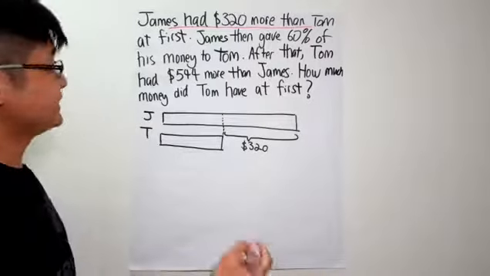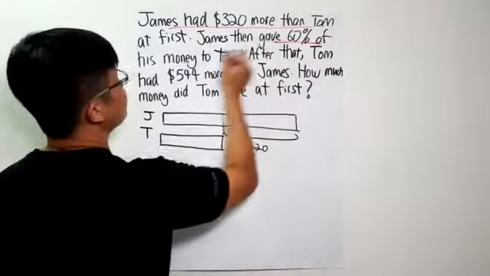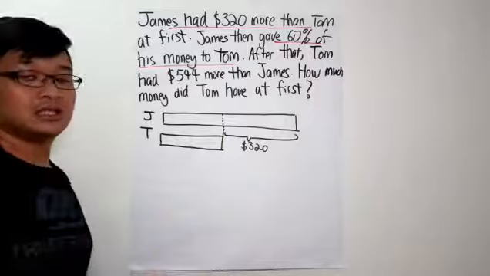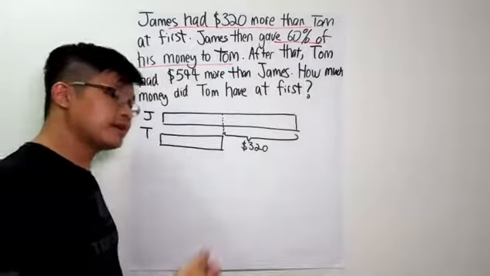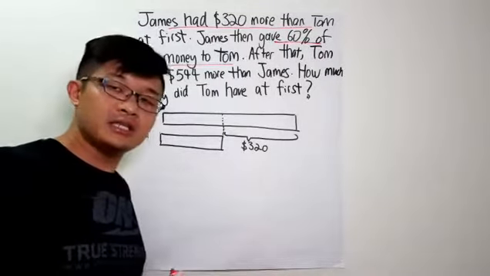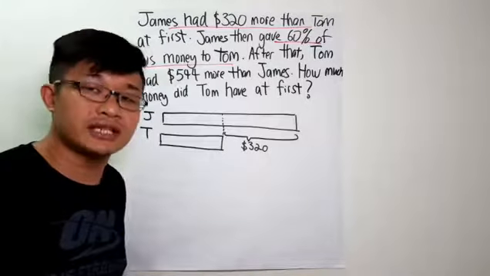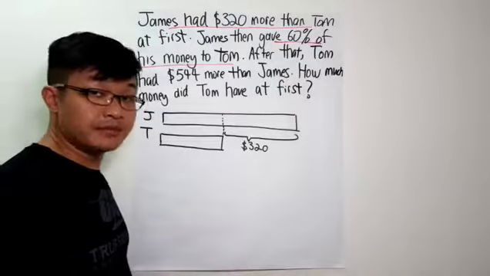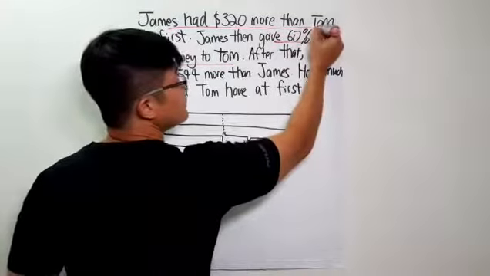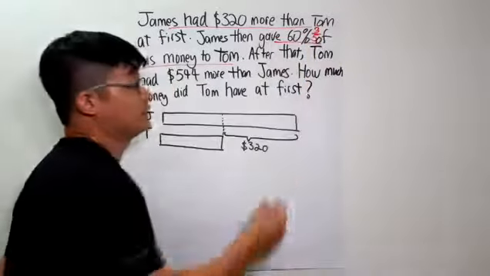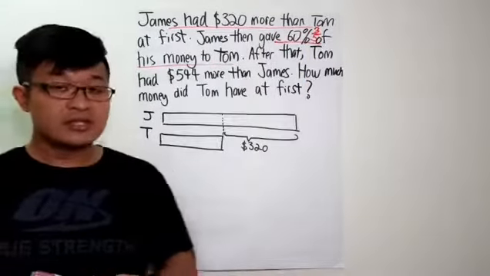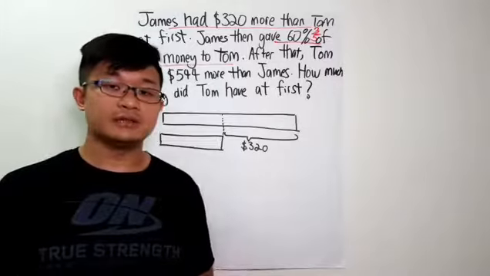Next, James gave 60% of his money to Tom. Now, most of the students are advised that for this one, change the 60% into a fraction. In its simplest form, it would be 3/5. So what we're trying to say is, James actually gave 3/5 of his money to Tom.